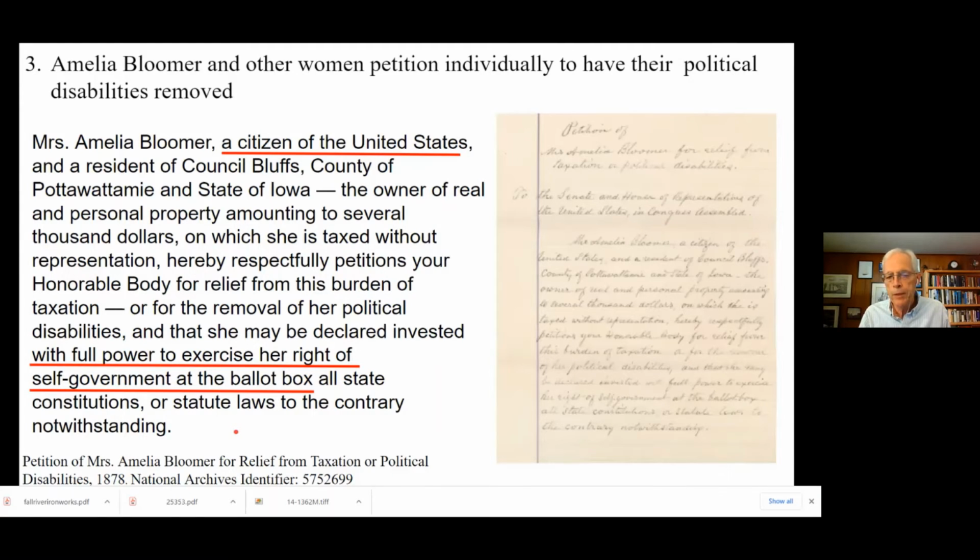In the chat box, tell me, how strong is her argument? Do you think it's a convincing argument? Is she justified in asking Congress to give her the vote?